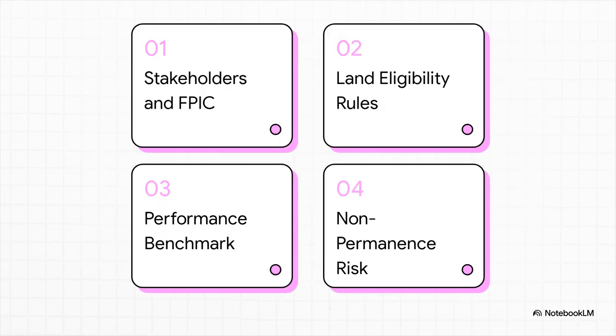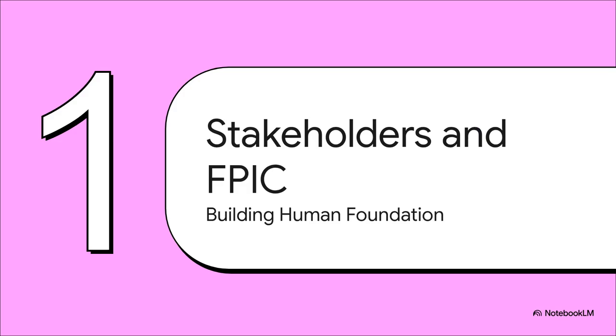So here's the project blueprint we're going to explore today. First, we'll look at stakeholders and FPIC. Then we'll move into navigating land eligibility rules. After that, we'll tackle the performance benchmark challenge. And finally, we'll wrap things up with calculating non-permanence risk. All right, let's start with Section 1, Stakeholders and FPIC first, building the human foundation.